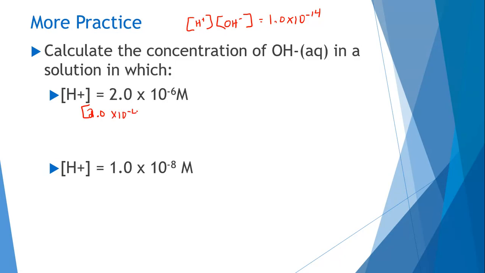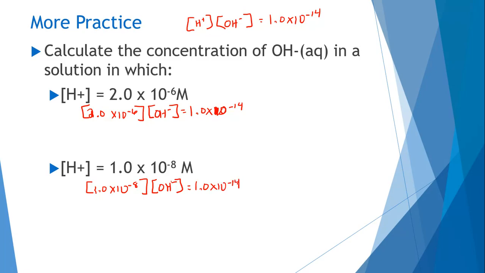2.0 times 10 to the negative 6th. We do not know my hydroxide concentration, and we still know that this is 1.0 times 10 to the negative 14th. Even if we were to set it up down here, same thing. 1.0 times 10 to the negative 8th times my hydroxide equals 1.0 times 10 to the negative 14th.